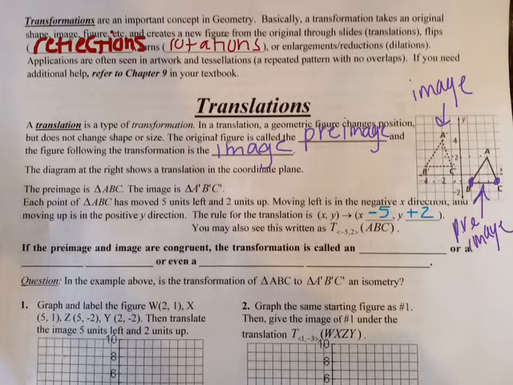You also might see it like this. That's another way of writing this rule. The capital T stands for translation, and you're saying subtract 5 from your x values, add 2 to your y values to that figure triangle ABC.